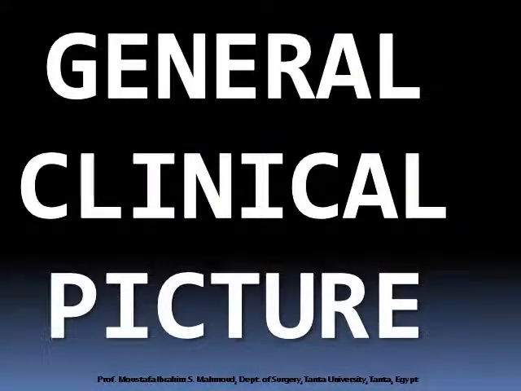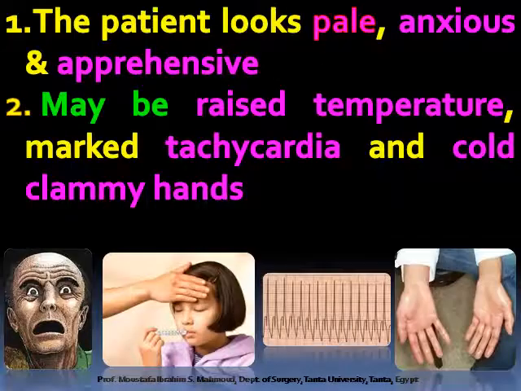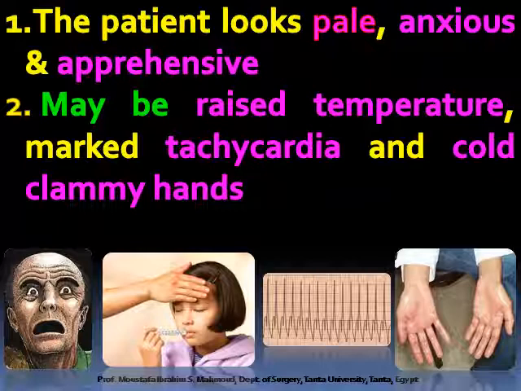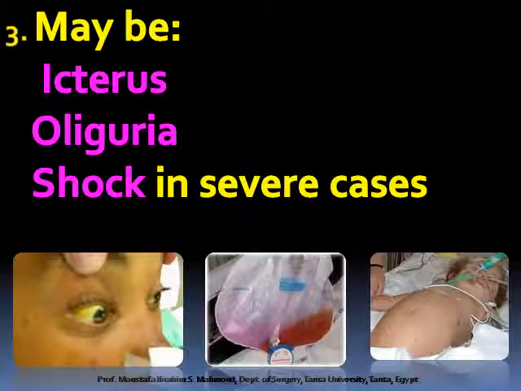General clinical picture. The patient looks pale, anxious, and apprehensive, may have raised temperature, marked tachycardia, and cold, clammy hands. May have icterus, oliguria, or shock in severe cases.